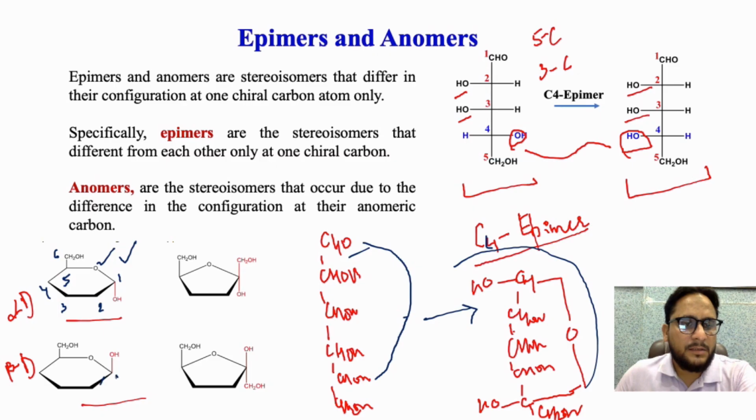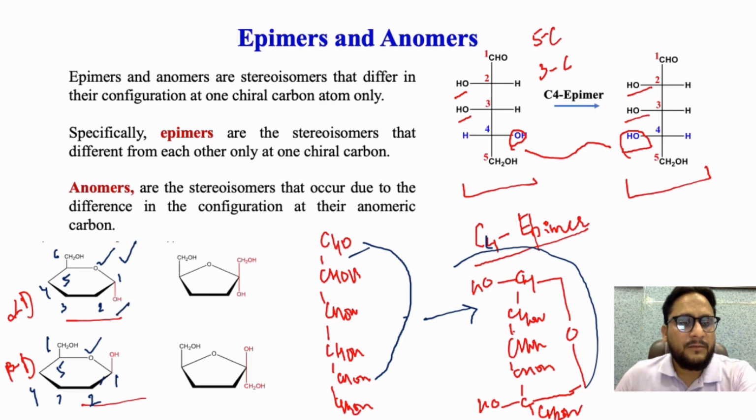Same is the case here. This is first, this is second, then we have third, 4, 5, and this is 6, and this oxygen takes the 6th vertex of the hexagonal ring. Now when in this structure OH is at the bottom, it is shown at the bottom.